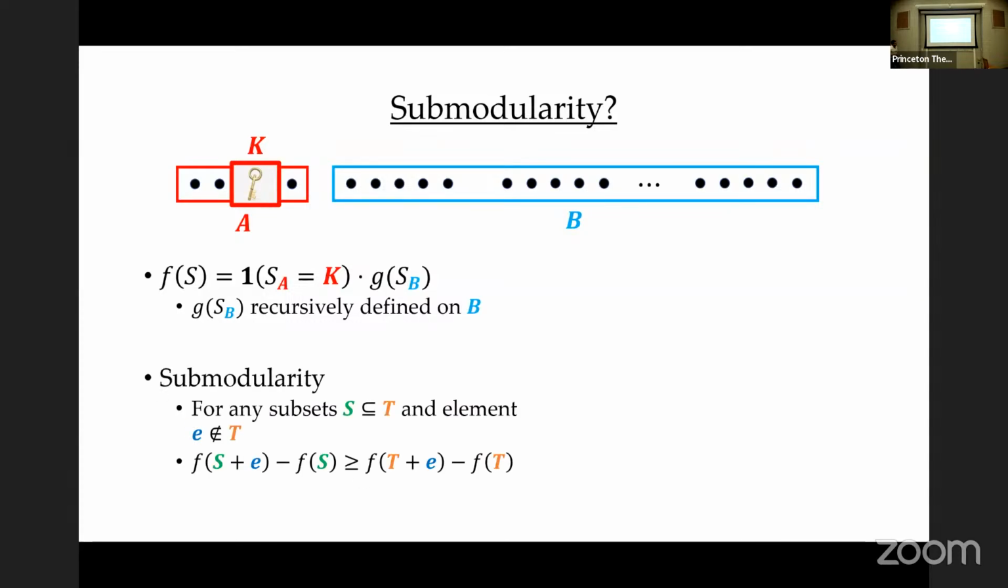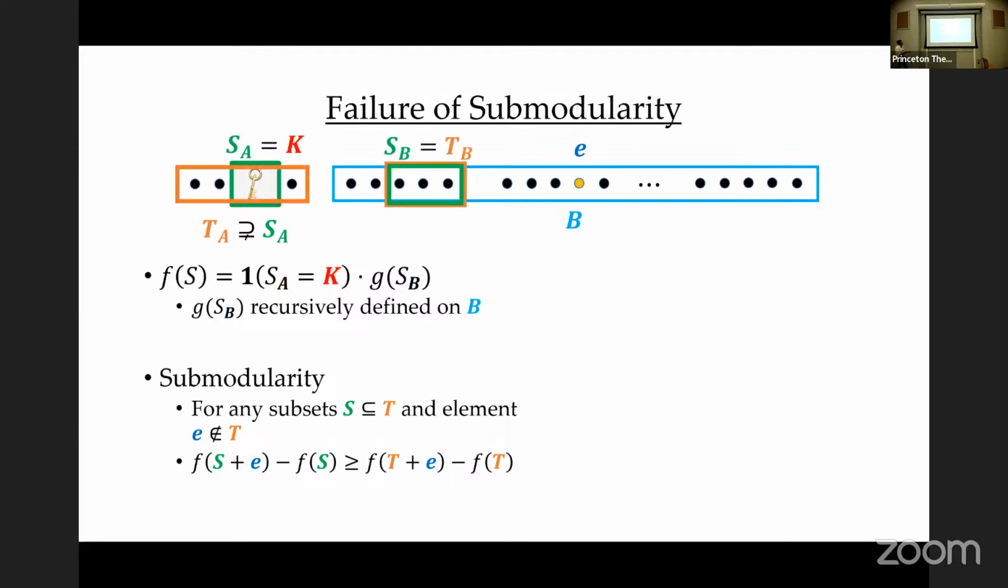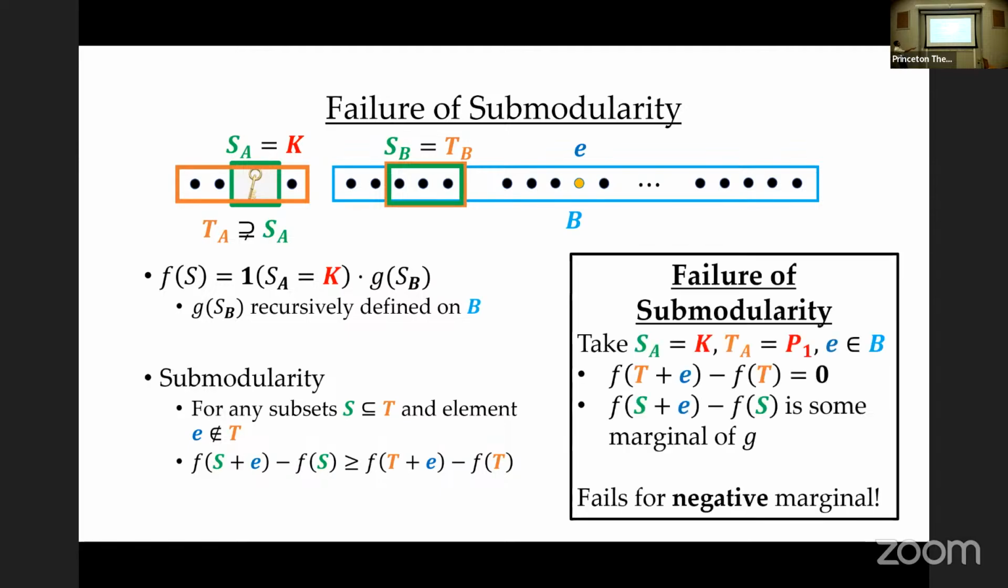So what is submodularity, right? It's saying that the marginal on a subset should be bigger than the marginal on a superset. So let's look at a set S, where on the first part, I do pick the key. So S intersect A is the key. And on the right-hand side, I pick some arbitrary thing. And T is a superset of S which exactly matches with S on the elements of B. But on the first part, T intersect A is the whole part.